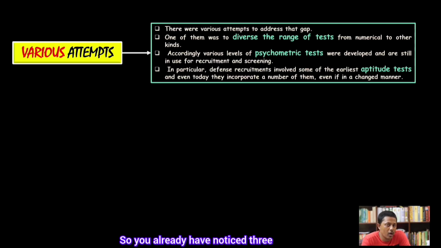So you have already noticed three points in the same color, and they are made bold for your convenience, so you can remember what the attempts were. First, a diverse range of tests. Second, psychometric tests. Third, aptitude tests. These tests are given in order to achieve a higher level of IQ, in order to get the maximum out of one's IQ level. So these are the attempts that have already been made in different segments, in different ways.